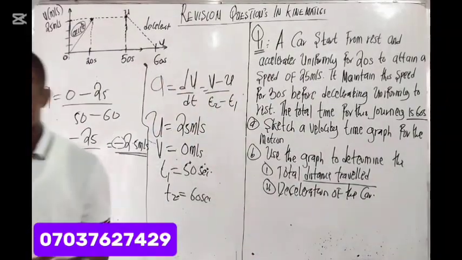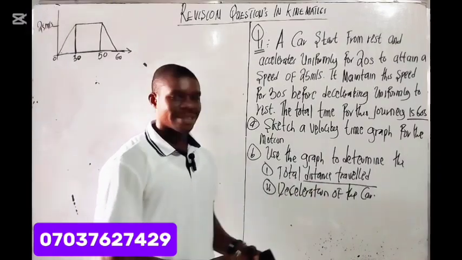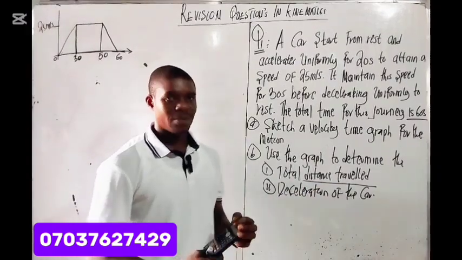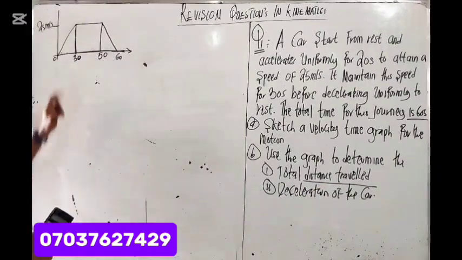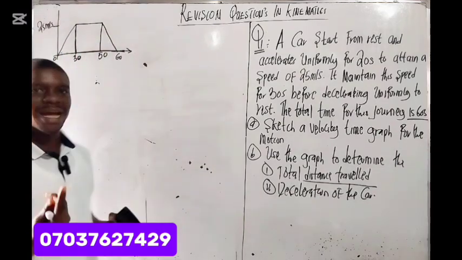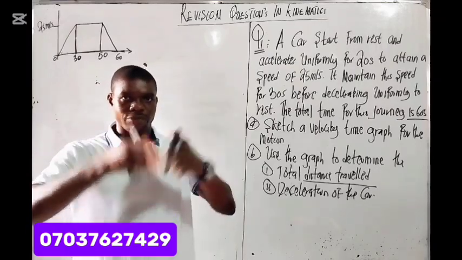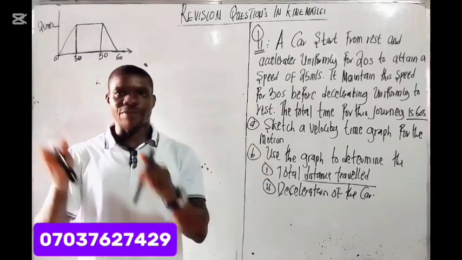Let's look at it. What is the total distance here? The distance is the area of the shape of the graph. Area of the shape of the graph.